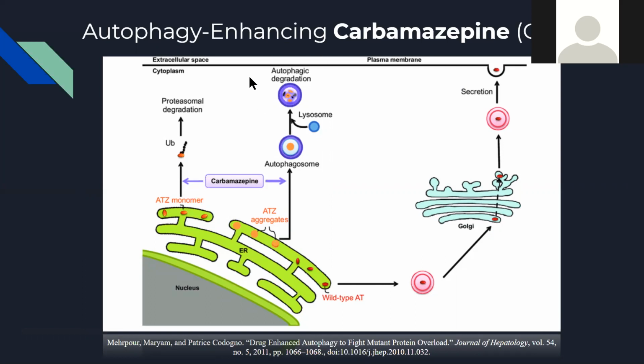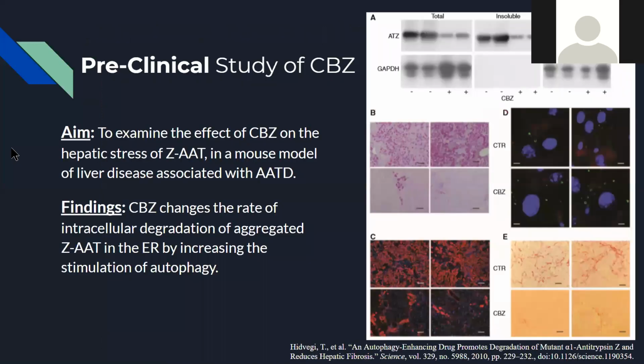So in preclinical studies, they found that CBZ can trigger cell signaling pathways to actually enhance autophagy, as well as the proteasomal degradation. And this is quite important because this could lead to the reduction of mutant protein aggregates that lead to liver disease for patients with this deficiency. Next.